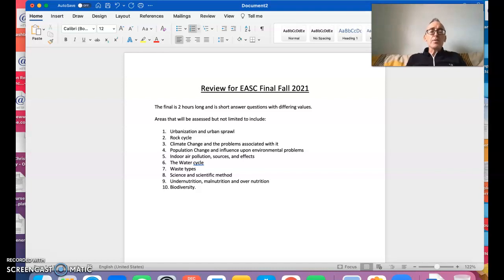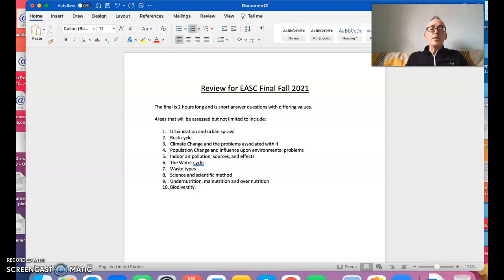And what I can also say relating to the final, please don't use your notes. You won't have enough time. The areas that are going to be assessed, but are not limited to, include, so I'm giving you broad titles this time. You need to look around the topic. I don't want you just cutting and pasting notes.